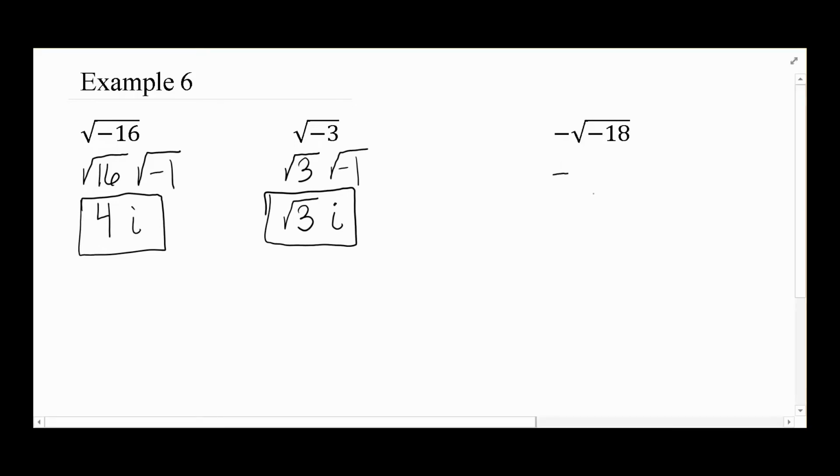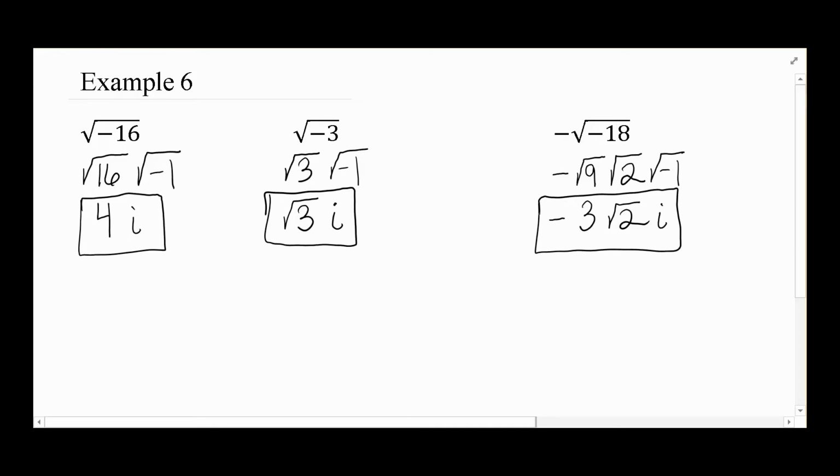So I can apply the same thing to this third piece in the example. The negative that's sitting out front just copies down. But if I'm going to break up -18, I can break it up as the perfect square of 9, what's left of 2, and then the -1. That would get me -18. Now if I take the radical, the negative copies down. Square root of 9 is 3. Square root of 2 copies down. And square root of -1 is i. So we're looking at -3 root 2 i.